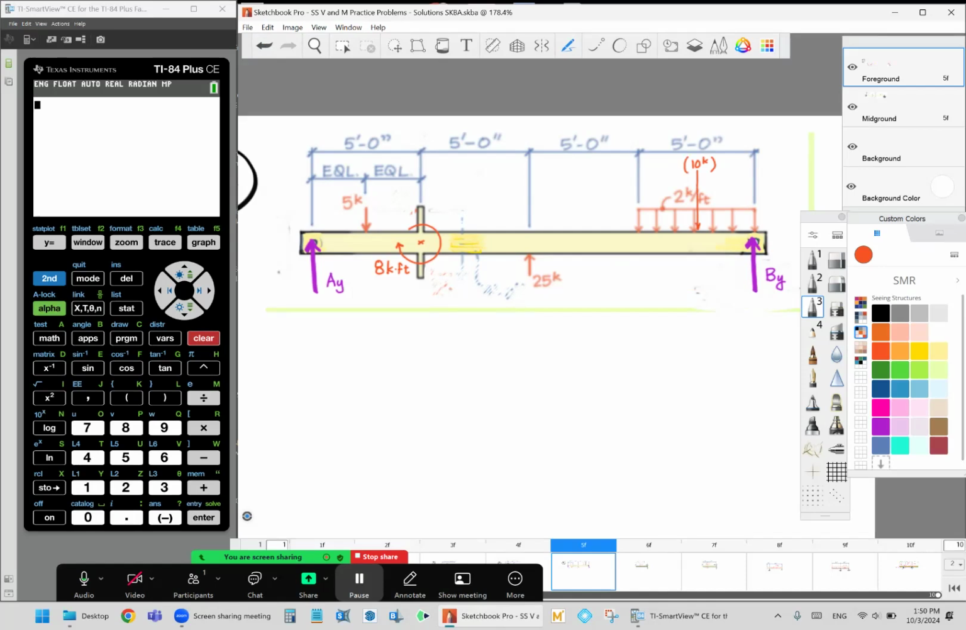Now, be careful, all right? You can do static equivalency for reactions all day long, and it's okay. You cannot carry that forward into shear moment diagrams. You will get an error. Okay, so we can change that to 10 kips for the purpose of getting reactions. And then after that, we're back to the 2 kips per foot. I want to make sure that's super clear.